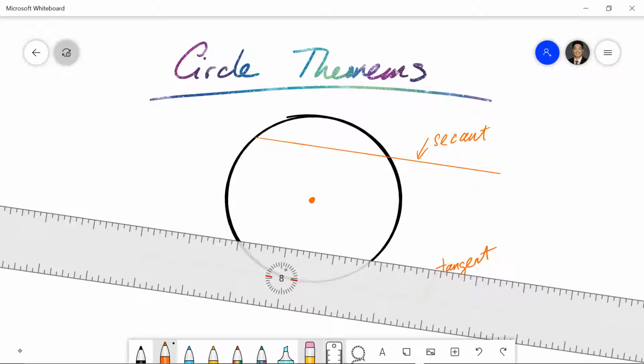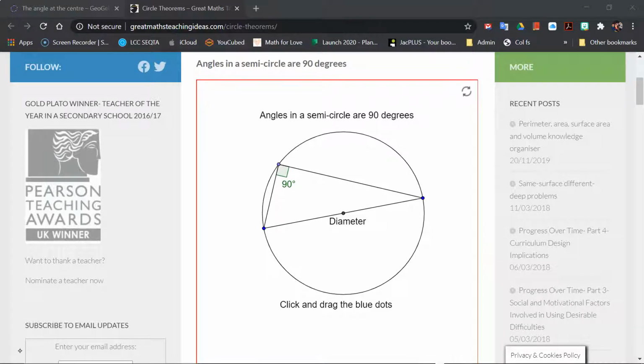Okay, we're going to move on to different relationships of angles within the circle with all these different features and lines that we've just looked at. And hopefully you'll find some patterns and some interesting things. Okay, so here we are at this site, greatmathsteachingideas.com/circle-theorems/. Just a very good interactive tool rather than just reinventing the wheel.